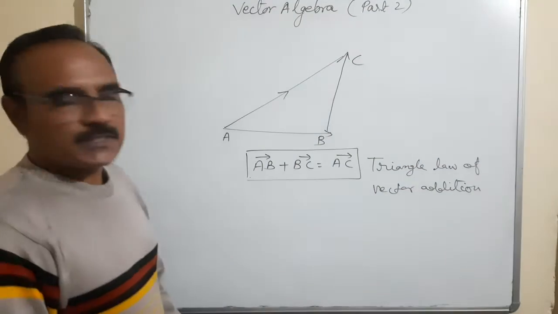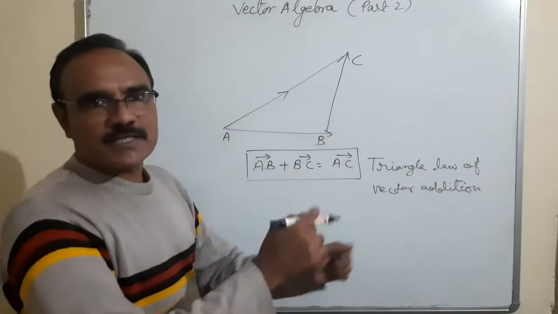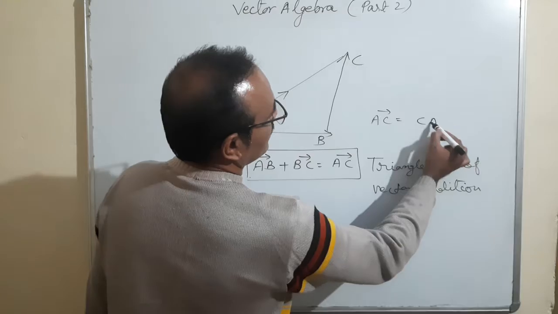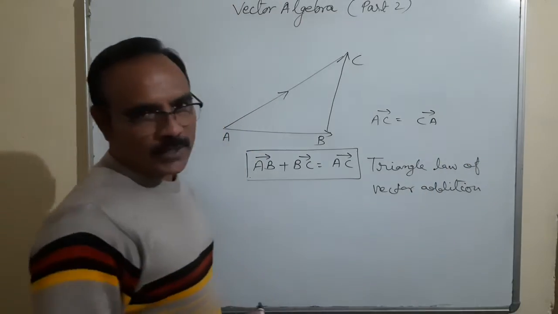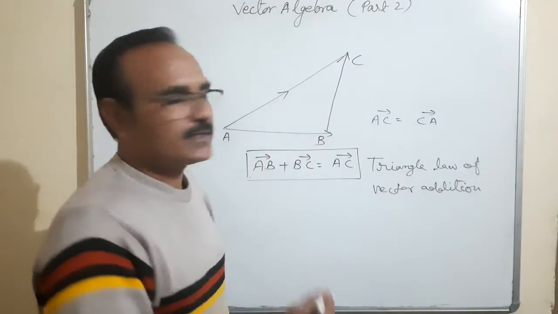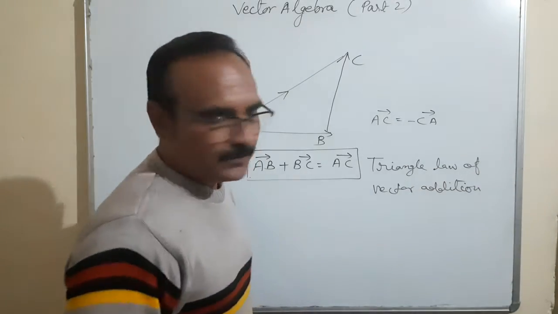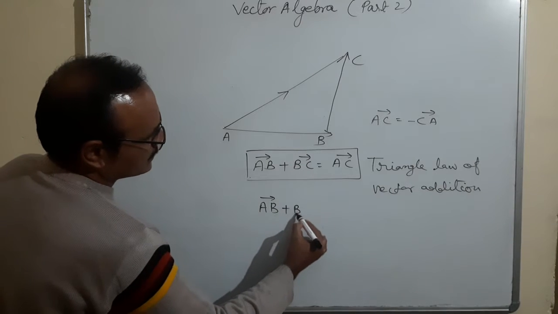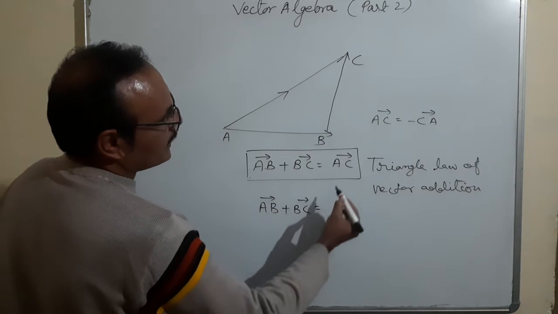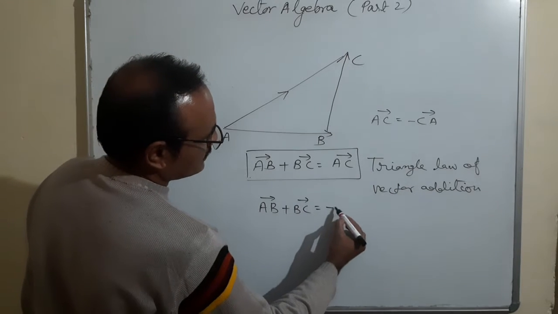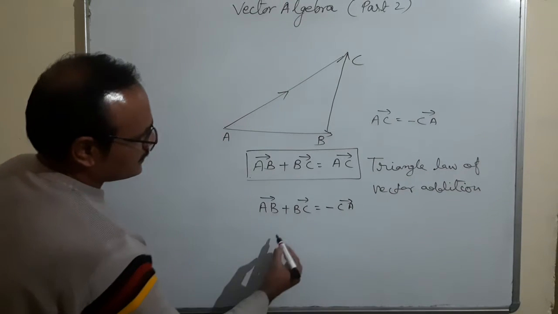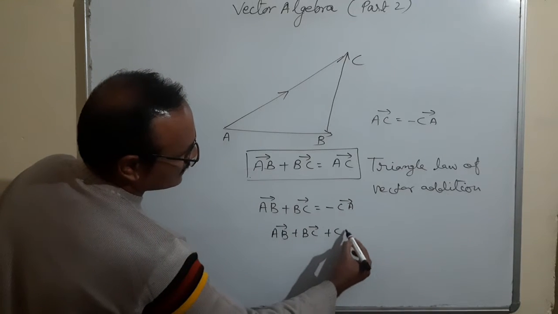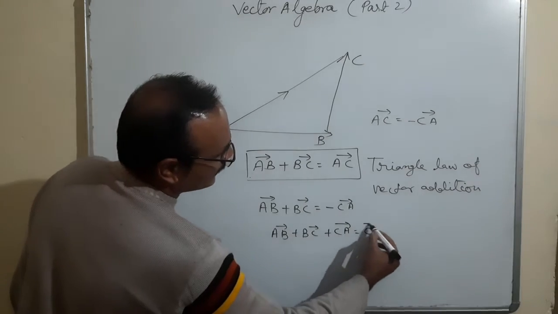Here one more thing I would like to discuss. When we change the direction of AC and write it in the form of CA, what is the change? The magnitude is the same, only the direction is changed, so we can use the minus sign. If vector AB plus BC is equal to AC, then in place of AC I write minus CA. Shifting it, AB plus BC plus CA is equal to the 0 vector.